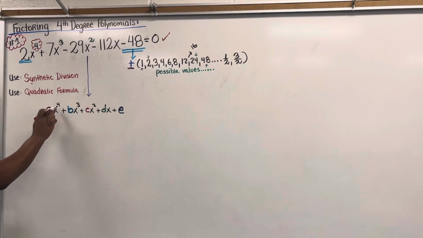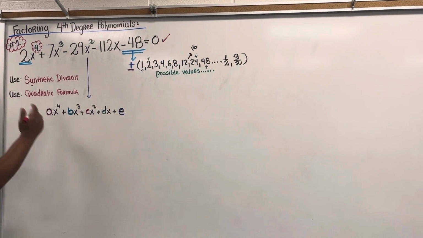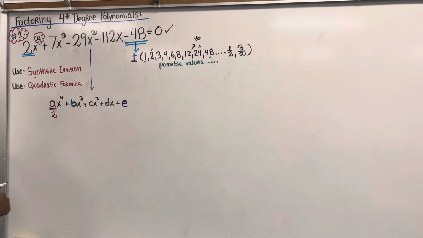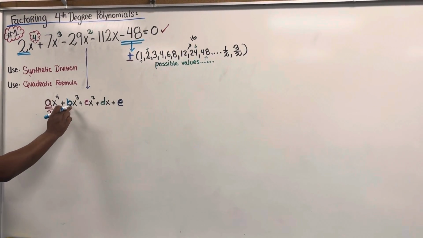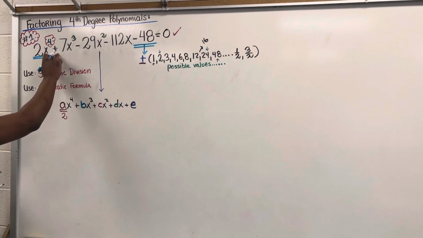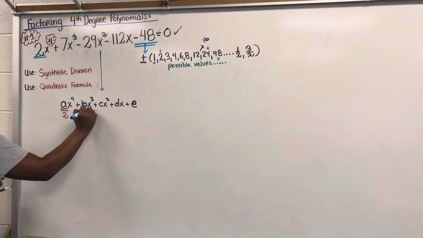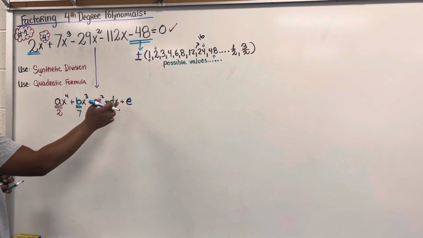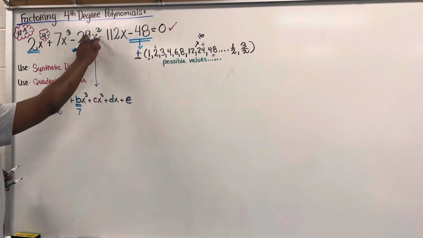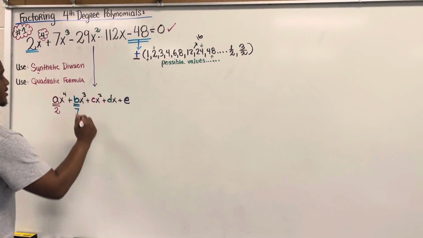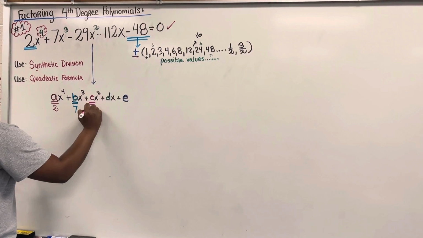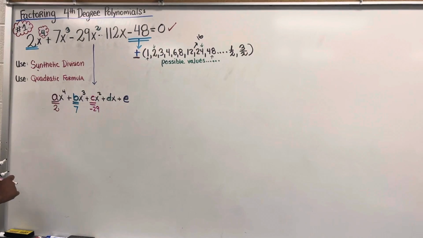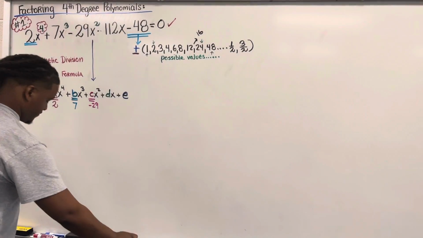A times x to the fourth power. In this particular case, that's 2, so A is 2. Plus B, x to the third power. In this case, it's 7x to the third power, so 7 must be B. Plus cx to the second power, in this case, is 29x to the second power, so 29 is the C. Or actually, it's a negative 29, right? You have to always associate the sign that's in front of the value or the coefficient.